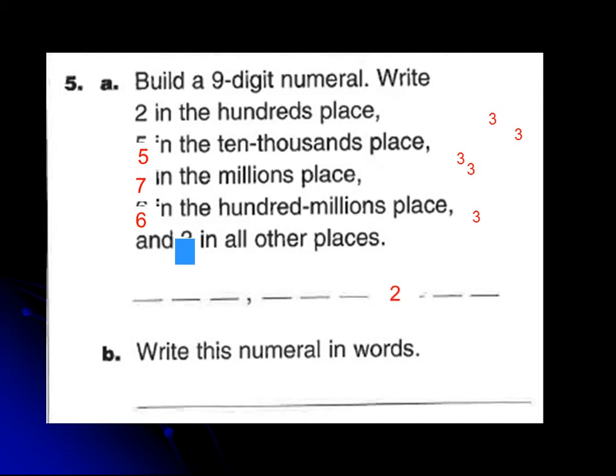Okay, so 2 in the hundreds place, which is right here. And then 5 in the 10,000s place, which is right there. It's a bit off. And then 7 in the millions, 6 in the 100 millions, and 3 in all the other places. That 3 goes way down. Yeah. And they lined up pretty easy. I don't think I got all these 3s in. Well, no, the 5 goes there.